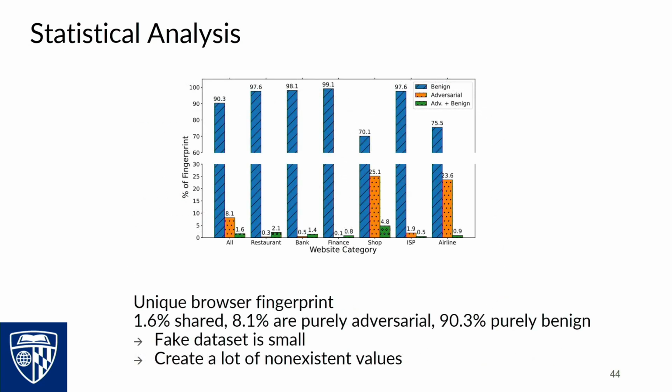And we also analyze the unique browser fingerprints. We can find just 1.6% of browser fingerprints are shared by the adversary and the benign fingerprints, and 8.1% are unique adversary, and more than 90% are unique benign. The result shows that the attacker's fake dataset is small, and also attackers create a lot of non-existent values because of the randomize strategy.